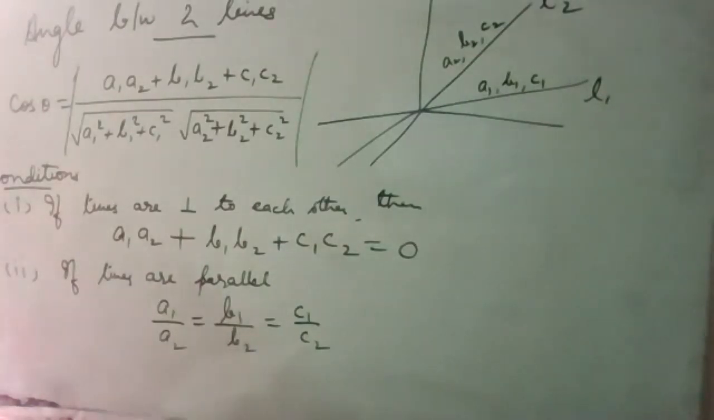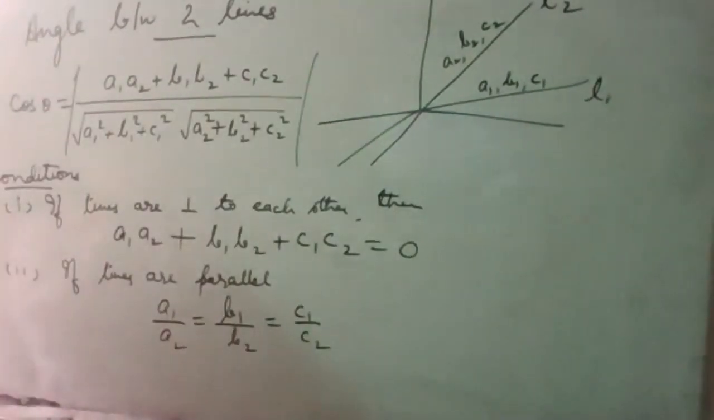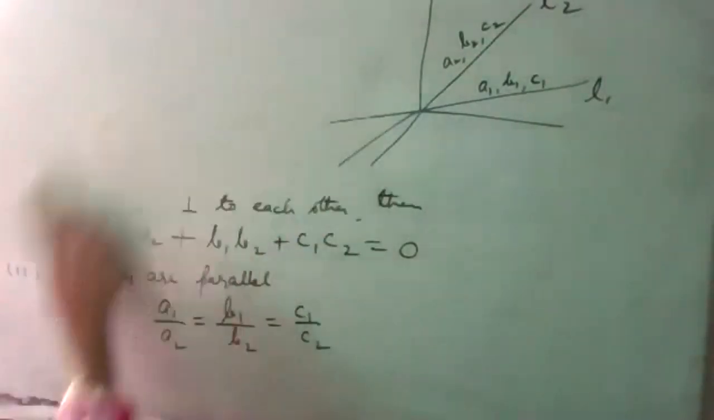Now let's come to the next set. That is shortest distance between two lines. Very, very important topic. Let's come to shortest distance between the two lines. Very, very important. Generally, we get a 4-mark question based on this topic. Shortest distance between two lines.